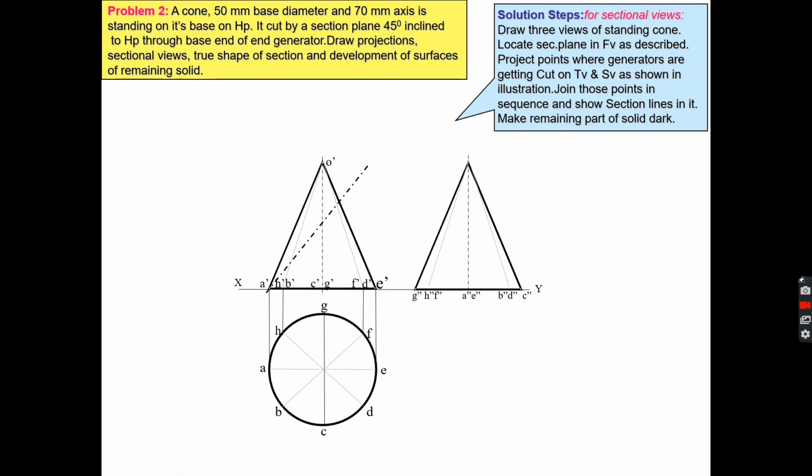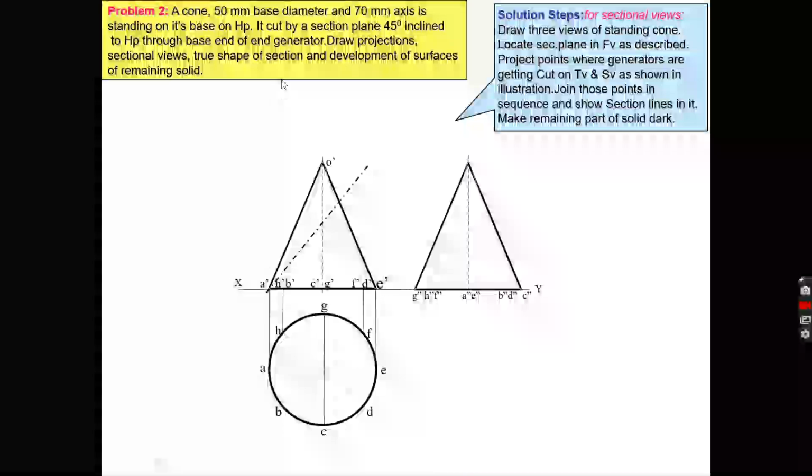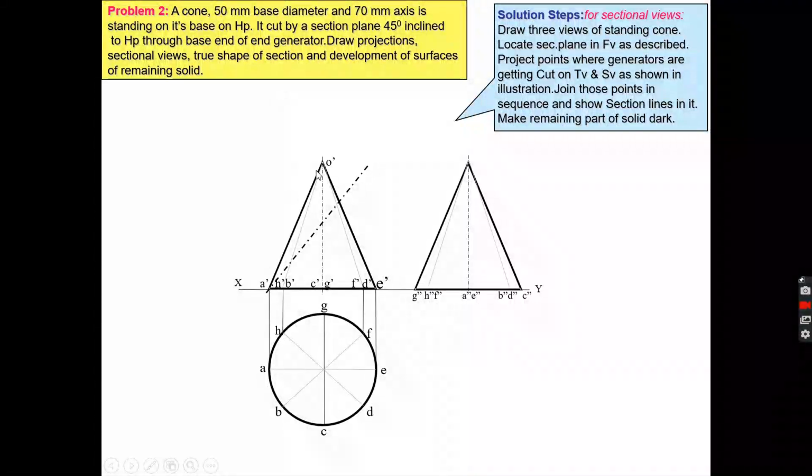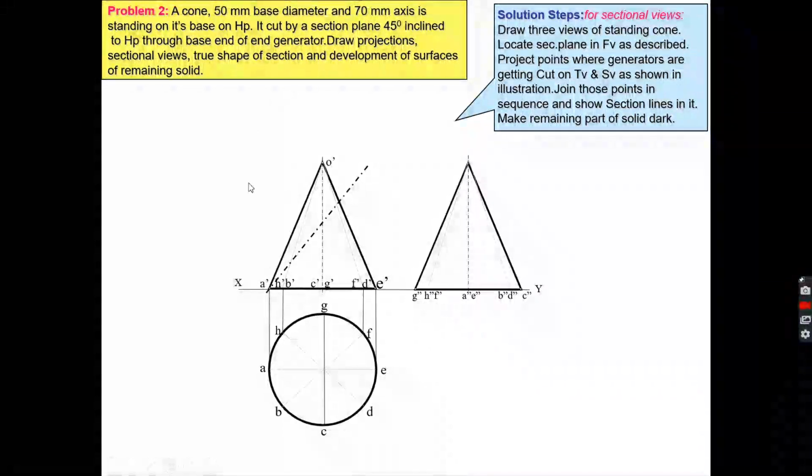Then you have to cut the cone by a section plane inclined at 45 degrees, which is passing through the base end. This is your base and this is your base end of an end generator. This is your end generator and this is your base end, this point. So this section plane is passing through this point and at 45 degrees to the horizontal plane.